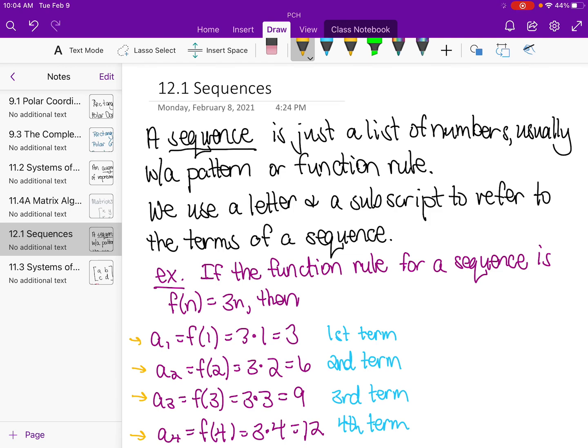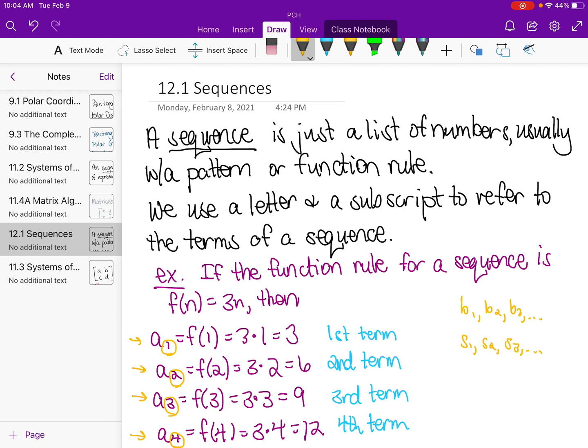Okay, so if the function rule for a sequence is f of n equals 3n, and we talked about a function rule, we can write out the terms just by plugging in 1, 2, 3, 4 and finding a pattern. So the first term is a sub 1, the second term is a sub 2, the third term is a sub 3, and so on. Other common letters used for sequences are b, like b sub 1, b sub 2, b sub 3, etc., and s. Those are pretty common letters used for sequences.